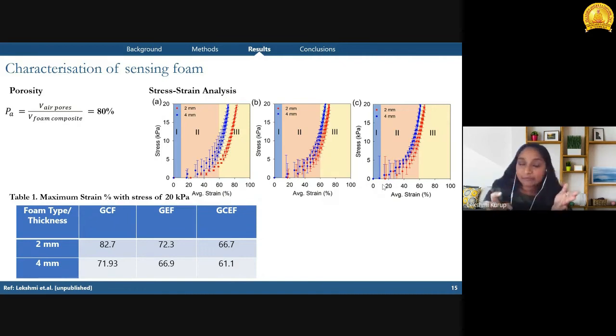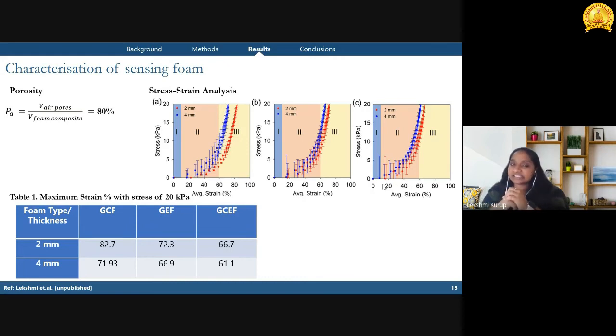So yeah, and I have measured the porosity of the foam, and it was found to be 80%. So 80% porosity means that it is consisting of 80% of air, whereas only 20% of it is having the PDMS polymer. So since the majority of the portion of the foam is air, on compression the air squishes out, and it gets compressed, you know.